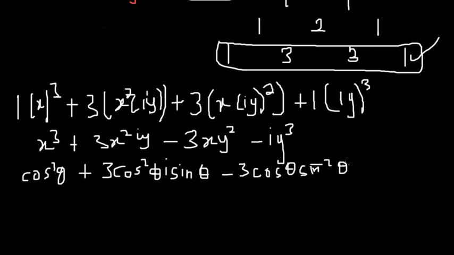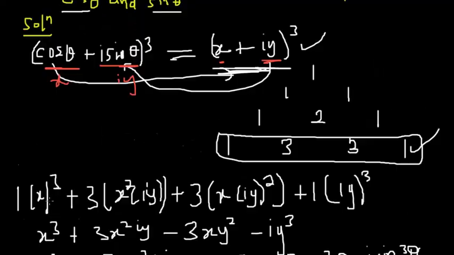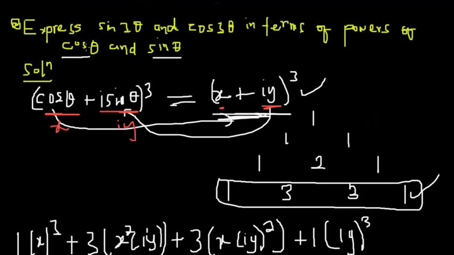squared theta. And then we have minus i. So we have i, right? And then y cubed, so we have sine theta. There you have it. So our x's are replaced with cos theta, and our y's are replaced with sine theta, and our i's will just remain the same. Now this is how you do your expansion and expression.